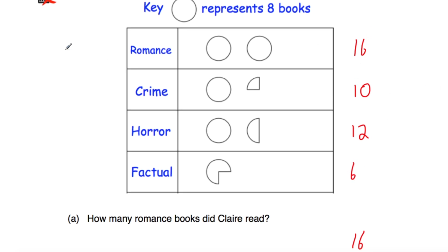So the question says how many books did she read altogether? So we need to add these values together. So that's going to be 16 plus 10 plus 12 plus 6. So 16 plus 10 is 26. Plus another 12 will be 38.